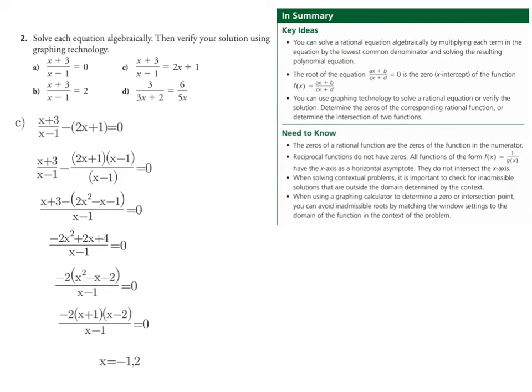But let's get a common denominator. So we're going to multiply both. So this 2x plus 1 here, we're going to multiply top and bottom by x minus 1. And now I'm going to expand this.